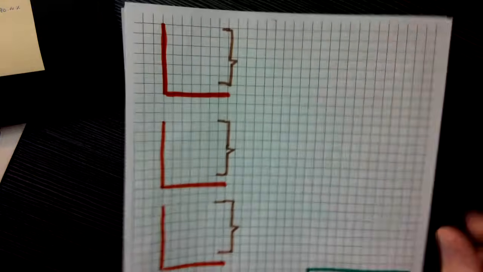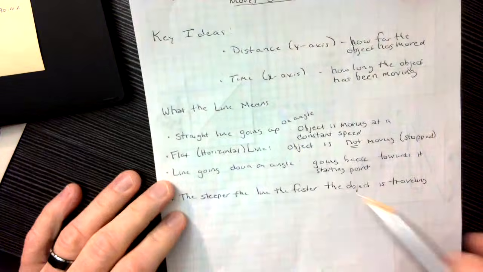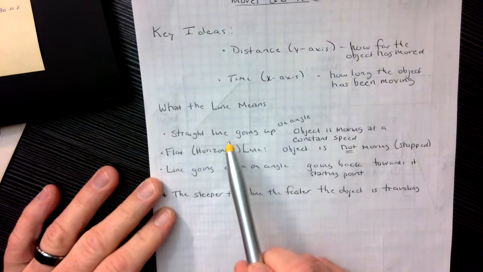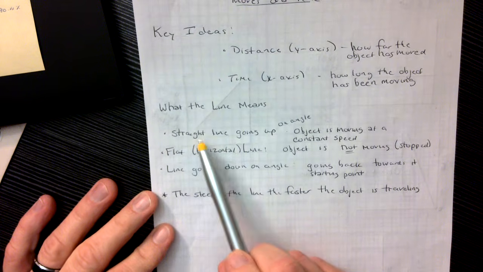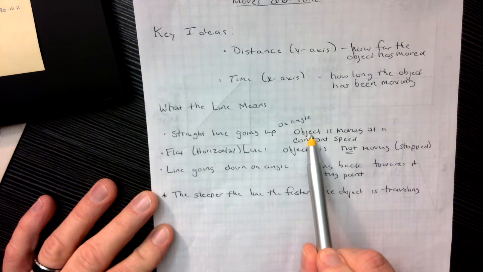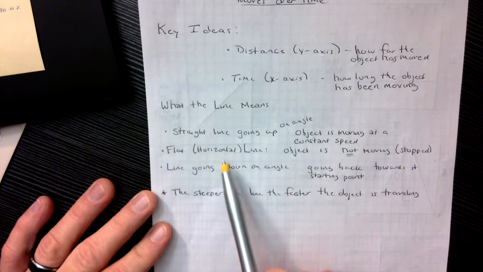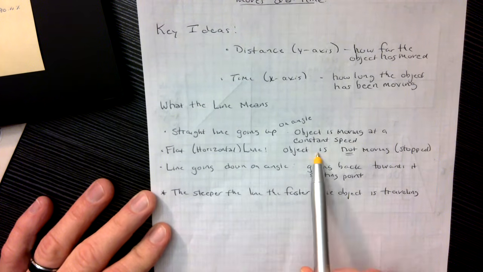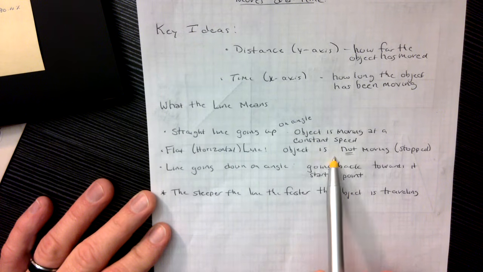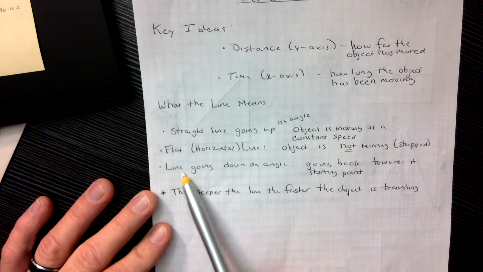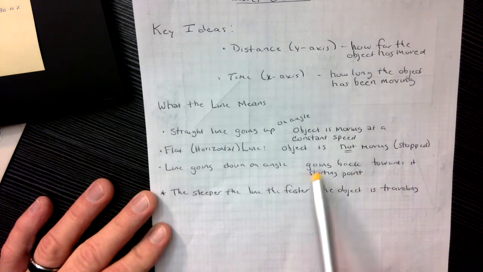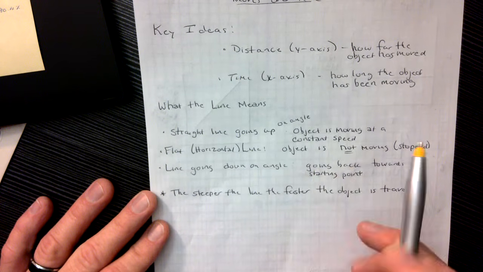So on the back side of your paper, you should have something that looks very similar to this. And what I want to do is show you mathematically, or visually, that a straight line going up on an angle will show you that an object is moving at a constant speed. That a flat horizontal line on a distance versus time graph will show us that an object is not moving, and that a line going down on the angle means that the object is going back towards the starting point. So flip it over, and here's what I'd like you to do.